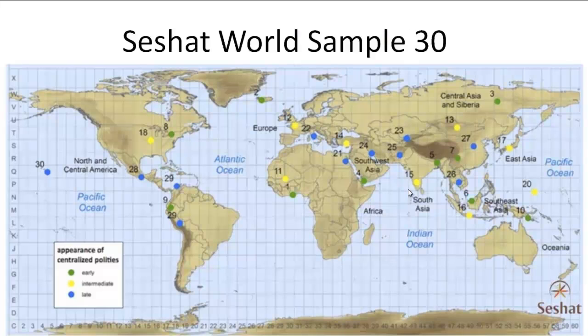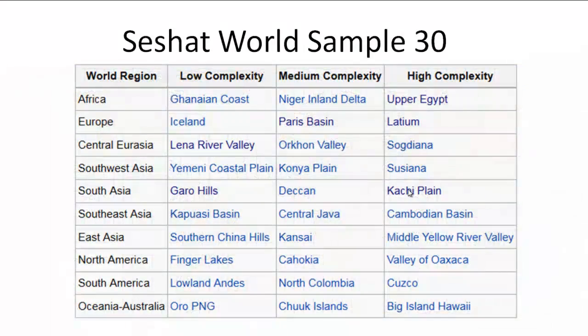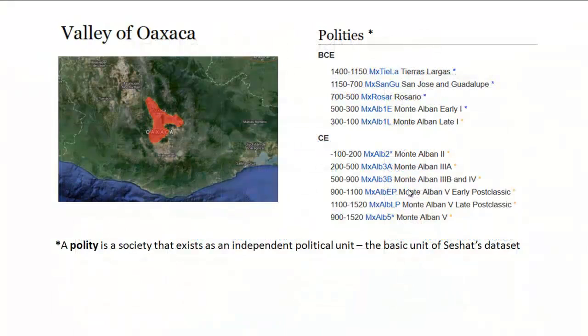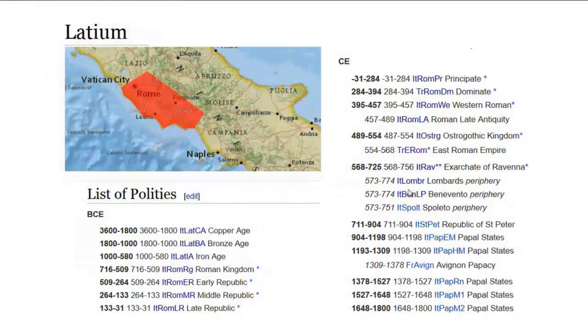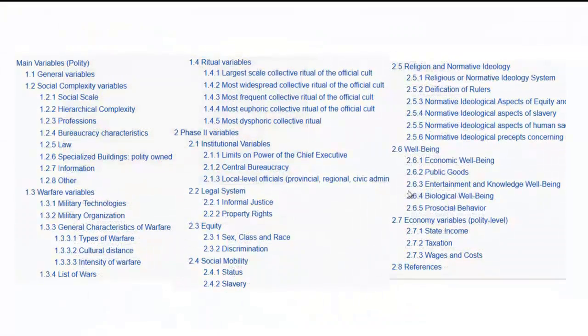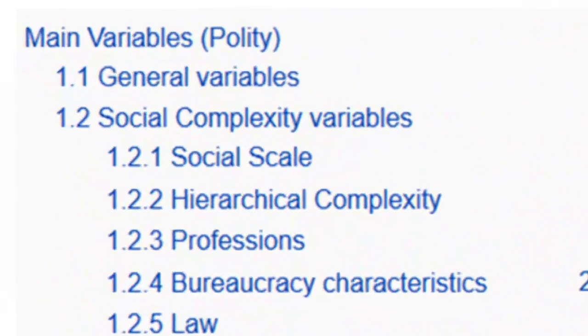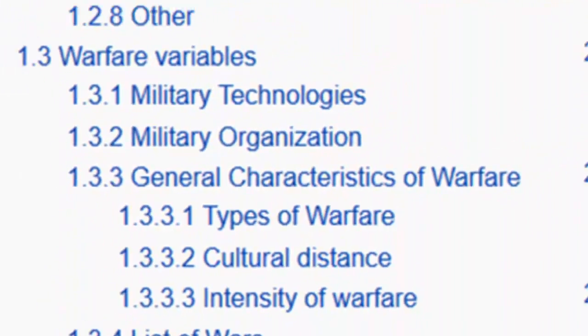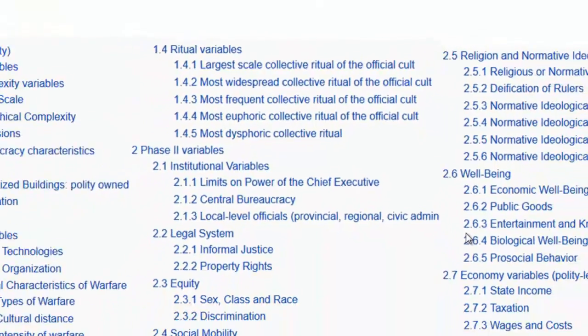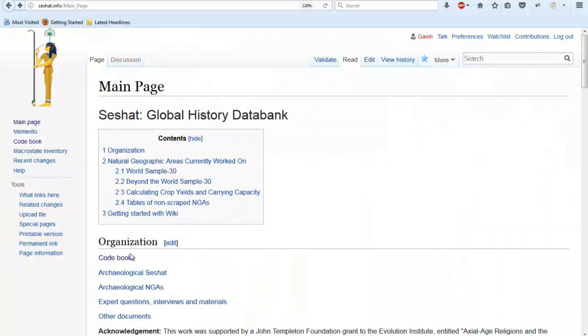The Seshat researchers began by defining a sample of 30 locations from all over the world. For each location, they recorded all the societies that had controlled that area throughout history and answered over 1,000 questions about each society, describing its population, technology, religion, infrastructure, and so on. A wiki was used to collect the data.